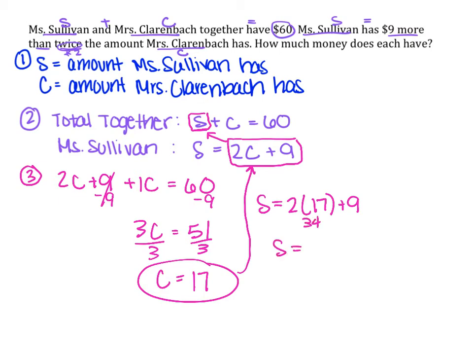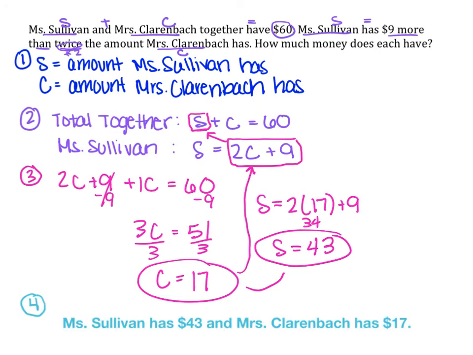Miss Sullivan has $43. And then, is that reasonable? Well, do they have 60 altogether? If I add these up, 43 plus 17, yeah, they have 60 altogether, and that seems to make sense to me. So I think I have the right answer. I just have to answer in a complete sentence. So my final answer would read, Miss Sullivan has $43 and Miss Clarenbach has $17.